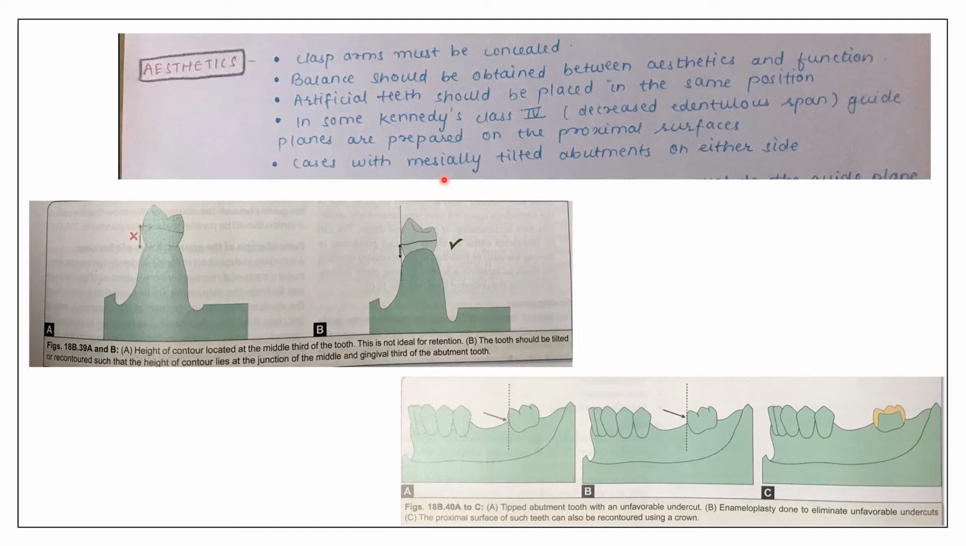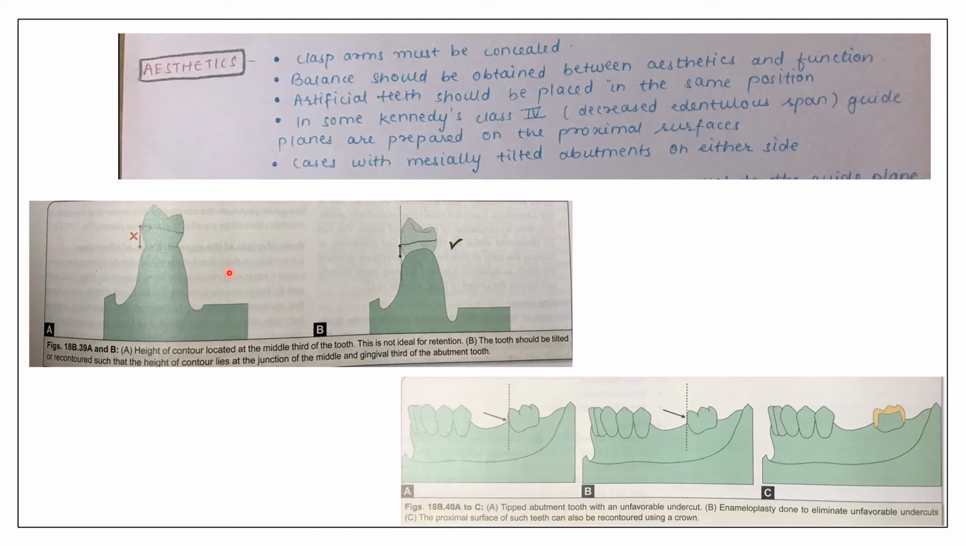So now to obtain proper aesthetics, the procedures which can be done are, the first is the clasp arm, it should be concealed. So positioning the clasp arm at the lower level. As we have seen in the last one, that was the retentive undercuts. So your clasp arm should be positioned at a lower level. The cast should be tilted so that the height of contour is between the gingival and the middle third of the crown. And this will alter the path of insertion.